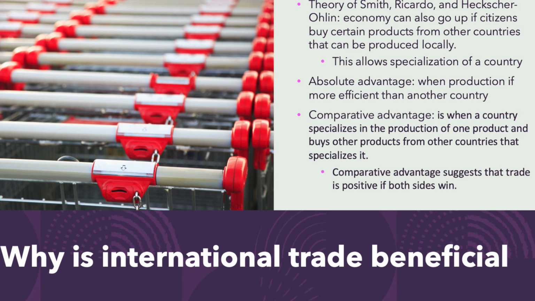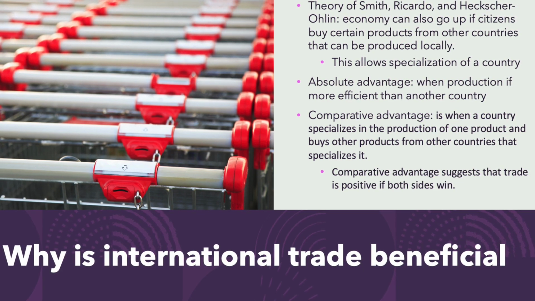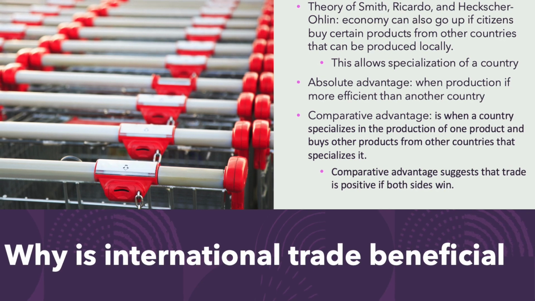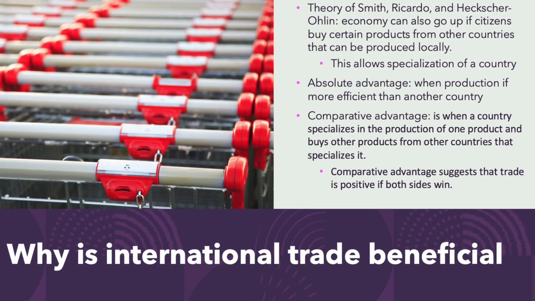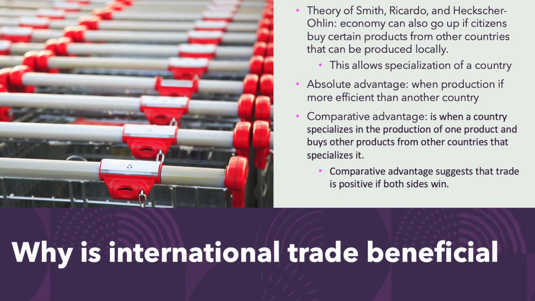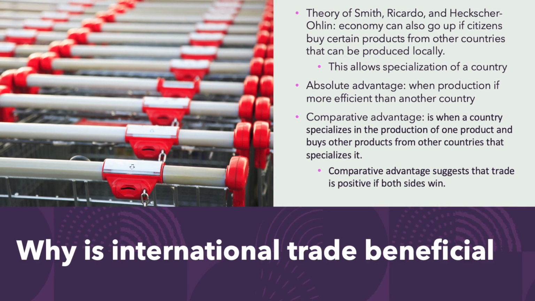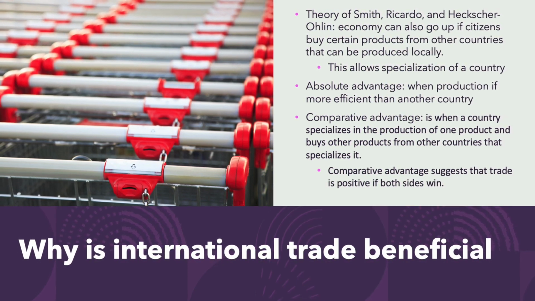The theory of Smith, Ricardo, and Heckscher-Ohlin says that a country's economy can go up if the citizens buy certain products from other countries that could be produced locally. The reason that the economy can go up is because this allows the country to specialize in manufacturing and exporting products more efficiently and import products that other countries specialize in.